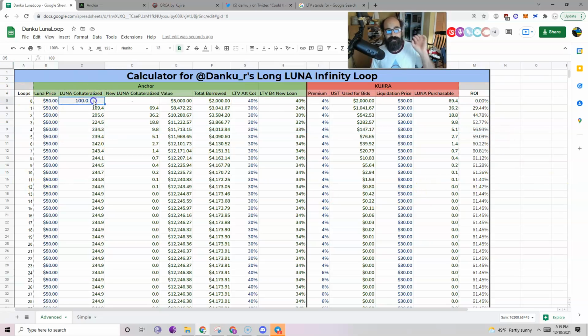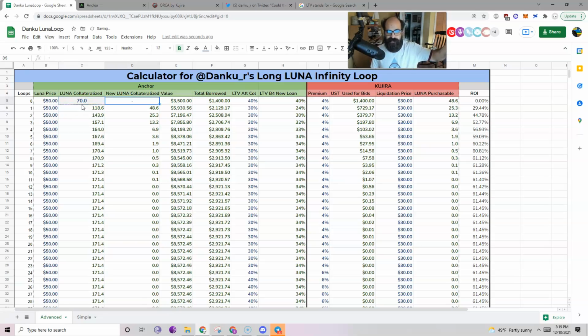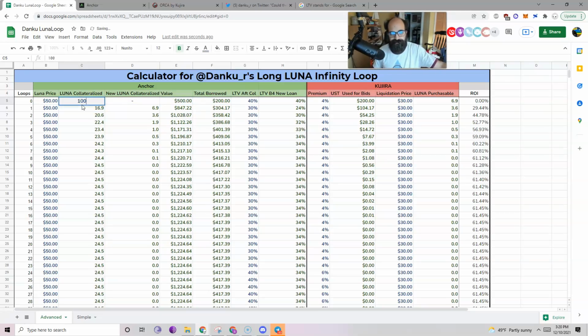Also, this 100 right here is for the initial Luna collateralized. So it's blue because you'll change that. Maybe you initially collateralized 70, right? So what you'd borrow against 70 Luna would be 1400, because your initial value would be 3500. So this is another number that you would change.